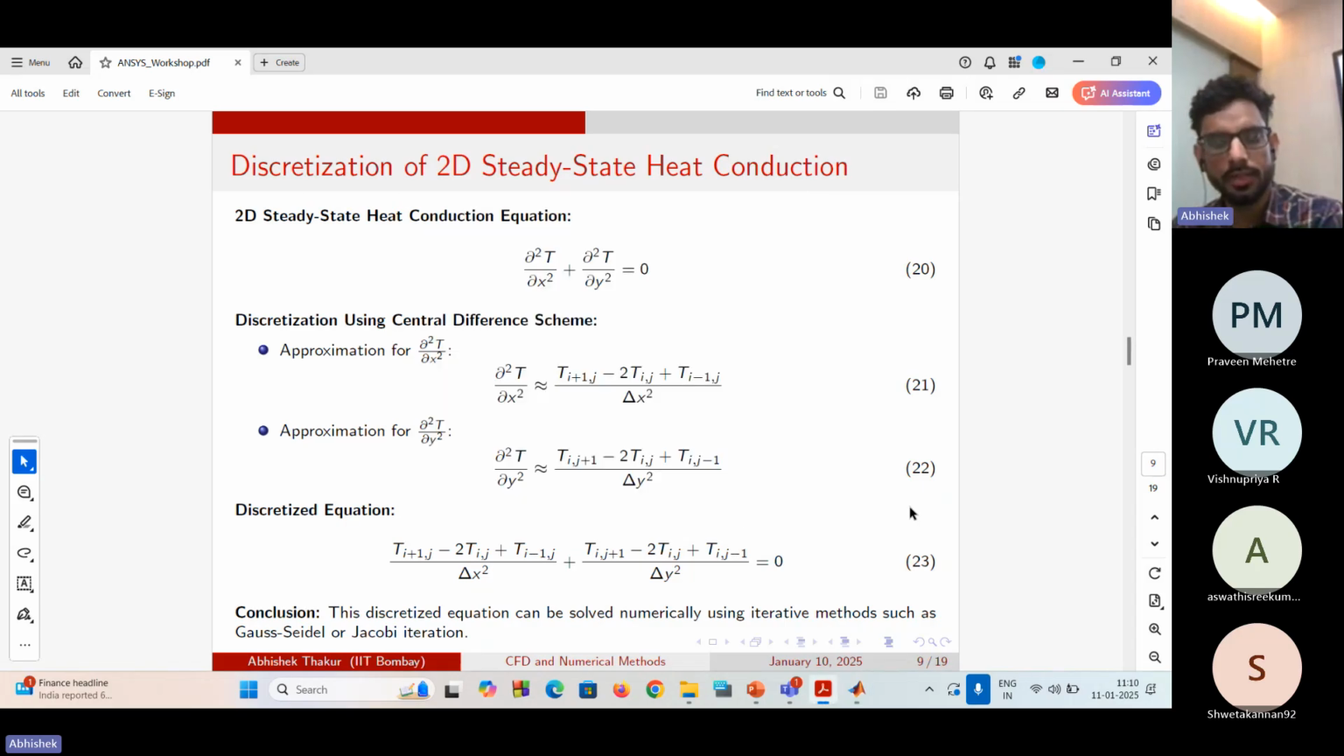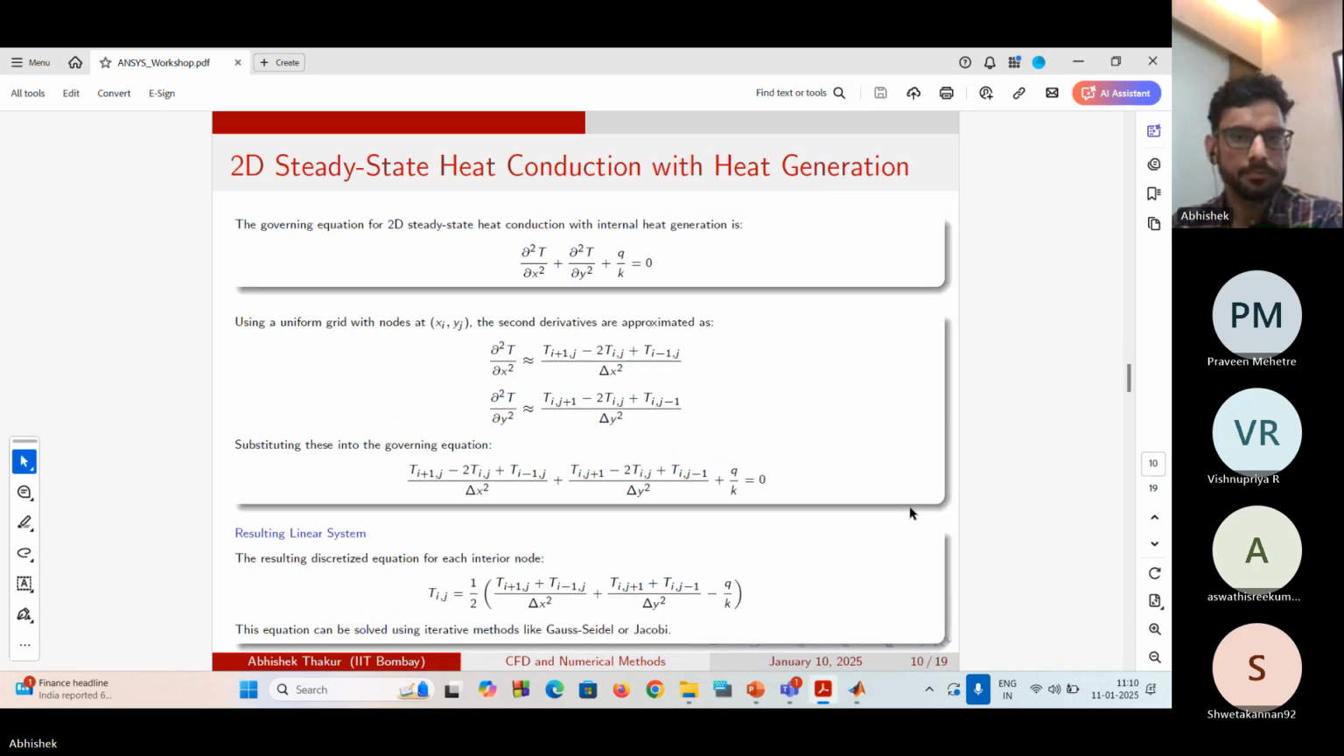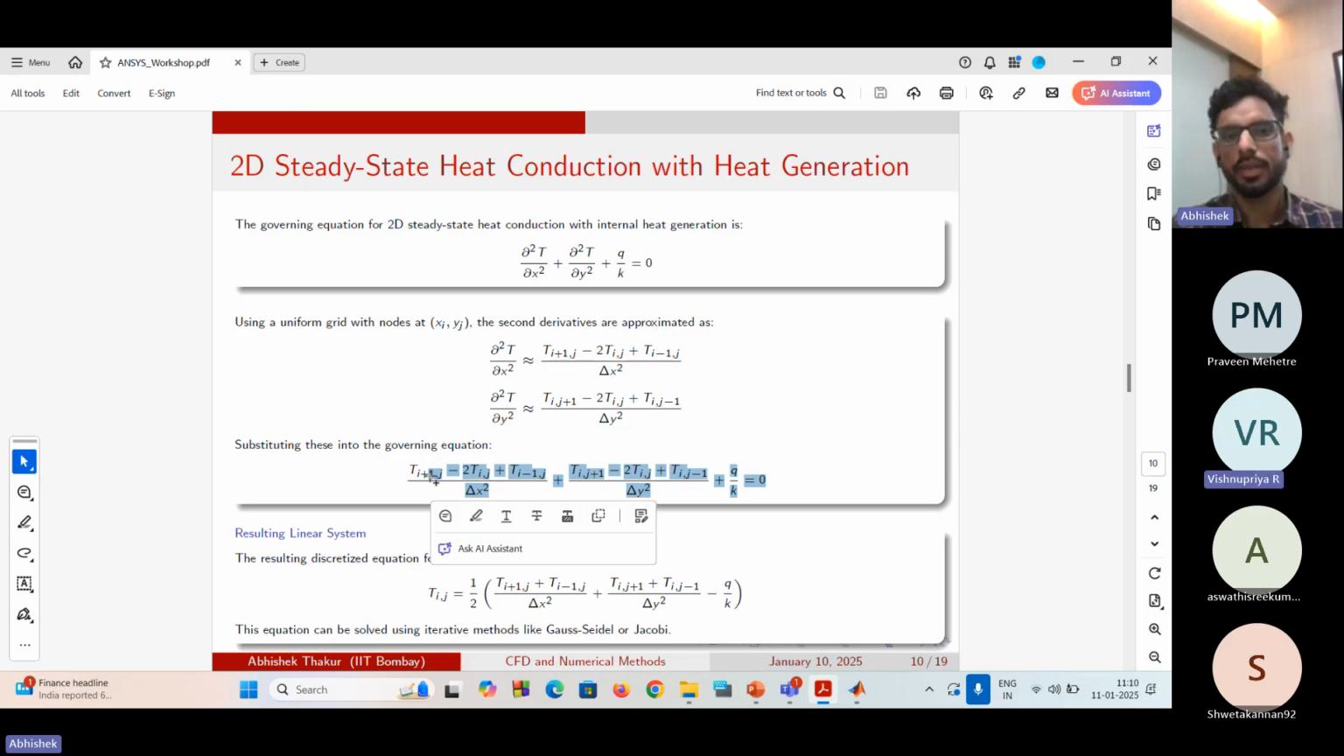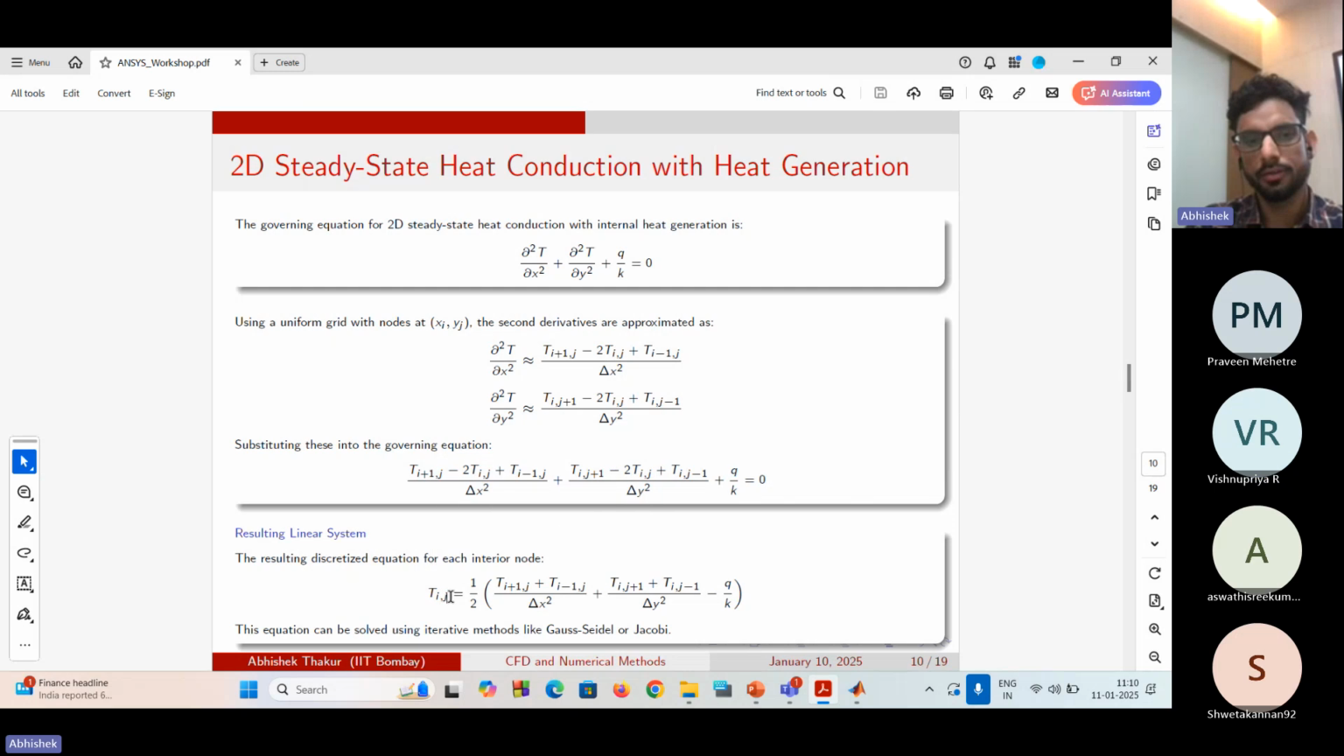So you understood that there is equation 23, right? This is 2D steady state conduction with heat generation. Nothing extra about it. The equation that you see is obtained by approximating the gradients, right? What we do is we take the Tij term to the left and throw every other term to the right. But these are all approximated values.